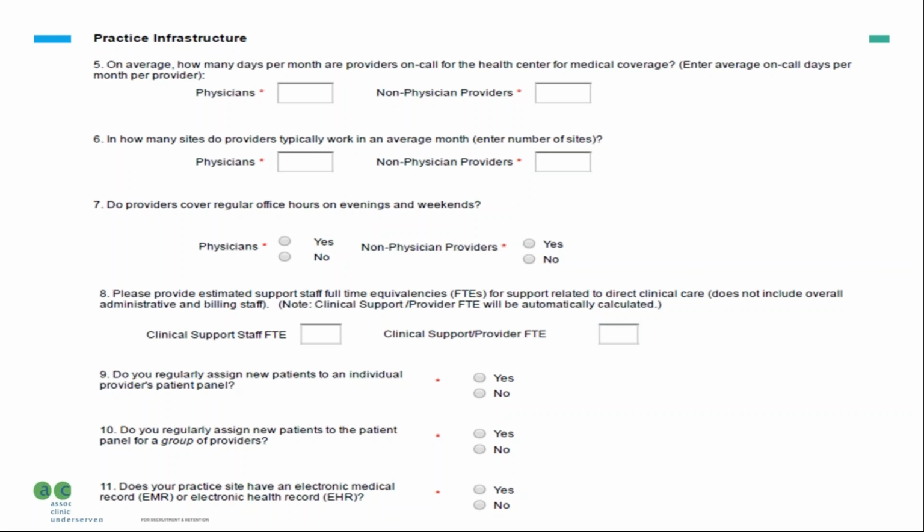The next couple of questions are about whether you panel patients. So number 9 is whether you assign them to an individual patient panel, individual provider patient panel. Number 10 is looking at team panels. So you could answer yes to both of these if you have team panels, or yes to only one, depending on how you're set up. So number 11 is just pretty straightforward, is whether or not you have an electronic health record.